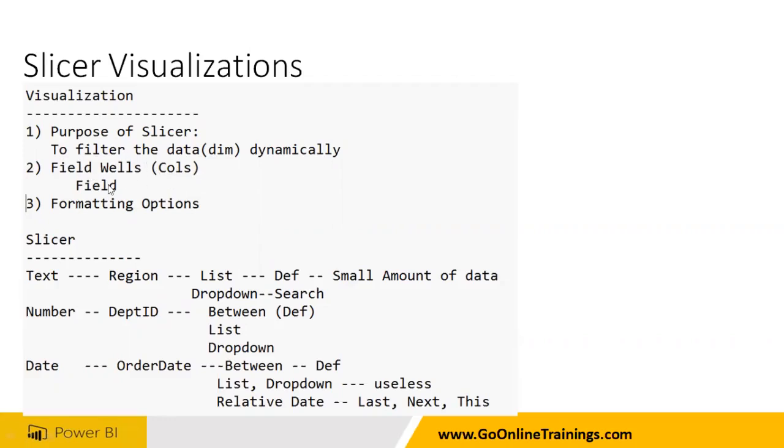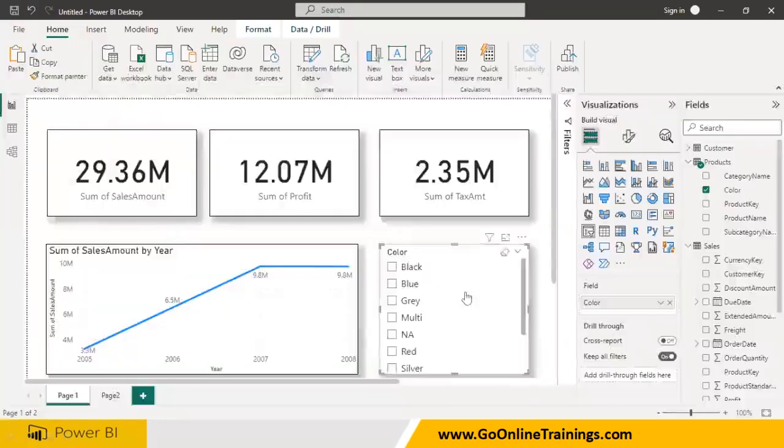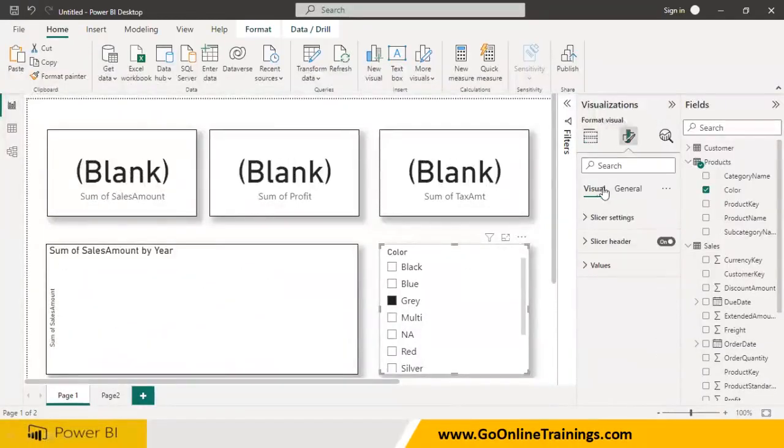Field values means what are the columns? Only one column it has. You need to drag and drop dimension data. The last one, what are the formatting options that this has? When you go with this, we have a visual, we have slicer settings, a slicer header, values, and general, and you have to discuss each and everything.